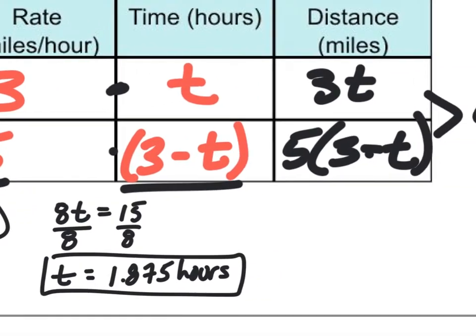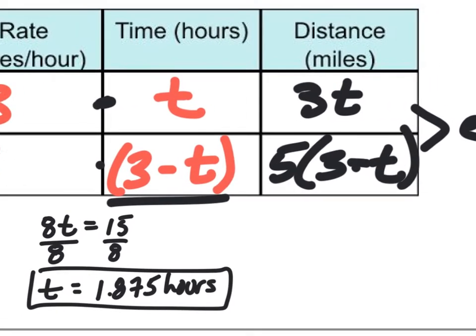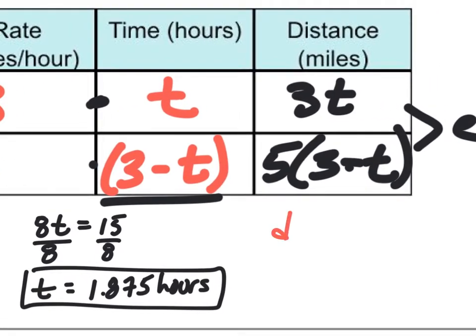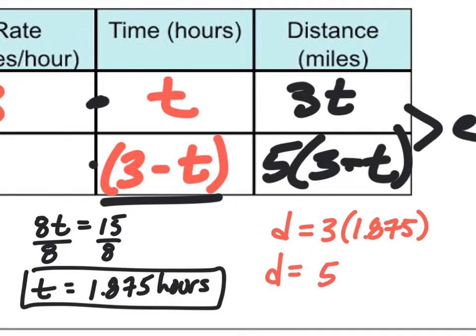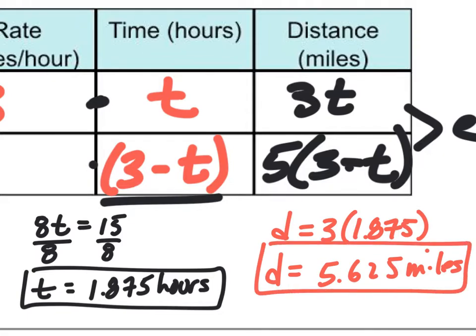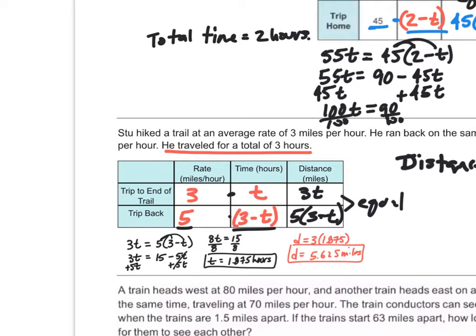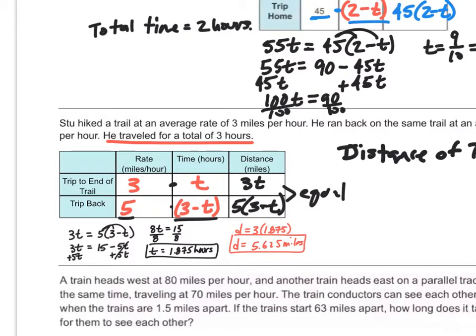Okay? And so what we want to do is figure out, well, what's the total distance traveled? What's the distance of that trail? And so I want to find my distance, so I'm going to take 3 miles an hour times 1.875 hours, and that's going to give me a total distance of 5.625 miles. All right, and that's it. So it's really similar to the last one that we did, and we just got to do what it's asking you. Okay.